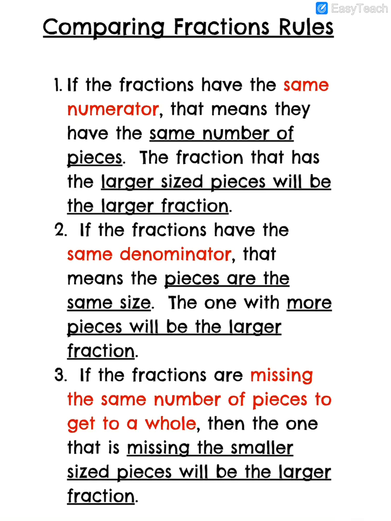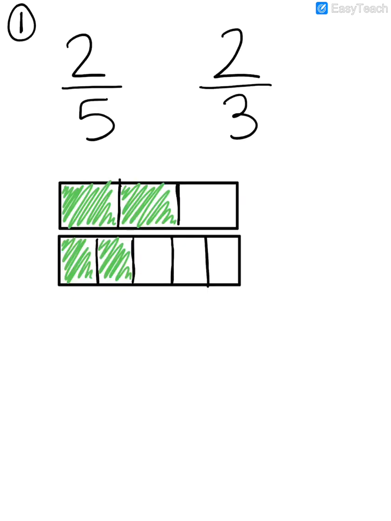Okay, today we're going to talk about some of our rules for comparing fractions. The first rule that we have is if the fractions have the same numerator, that means they have the same number of pieces. The fraction that has the larger sized pieces will be the larger fraction. So let's talk about this a little bit more.